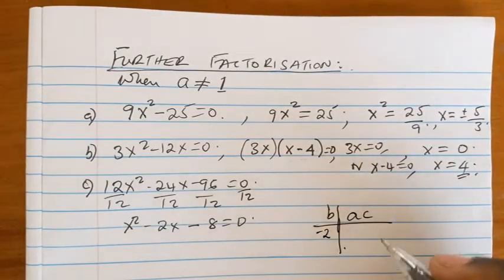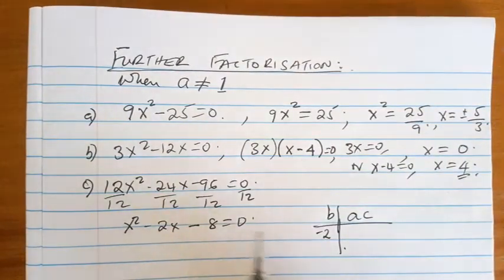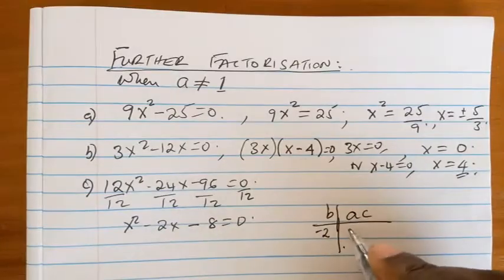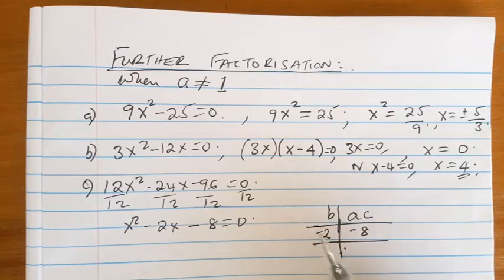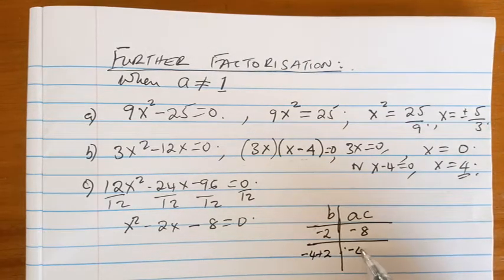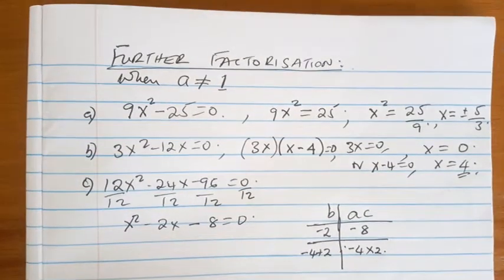Clearly, our B is negative 2, our A is 1, and our C is negative 8. So 1 times negative 8 remains negative 8. Then we go to the two famous questions: which two numbers do I add to give me negative 2, and multiply to give me negative 8? A hint: there are two numbers whose difference is 2, and the bigger number is the one carrying the negative sign, simply because when you add them up you'll be left with a negative number. So this is minus 4 plus 2, whereby minus 4 times 2 also gives you minus 8.